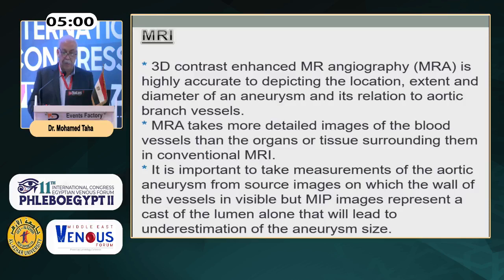MRI takes more detailed images of blood vessels than of the organs or tissue surrounding them, as in conventional MRI. It is important to make a measurement of the aortic aneurysm from source images on which the wall of the vessel is visible, because MIP, maximum intensity projection, images represent a cast of the lumen alone, which will lead to underestimation of the aneurysm size.